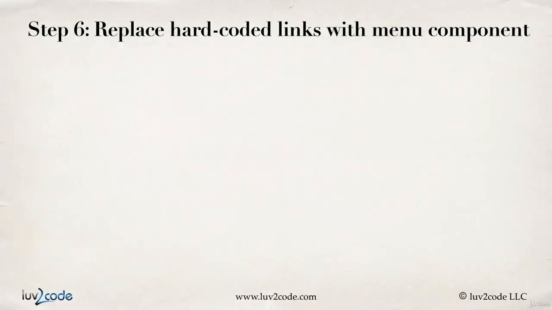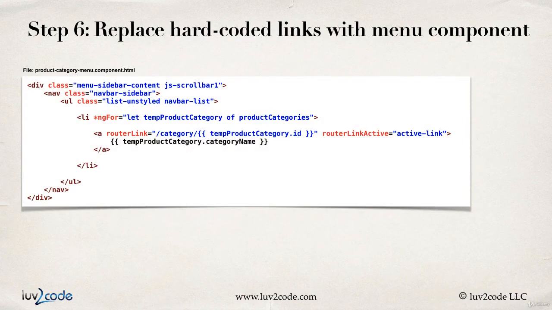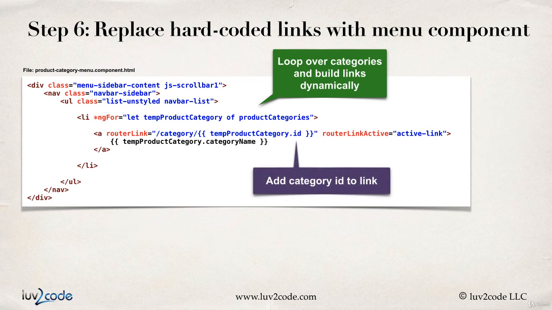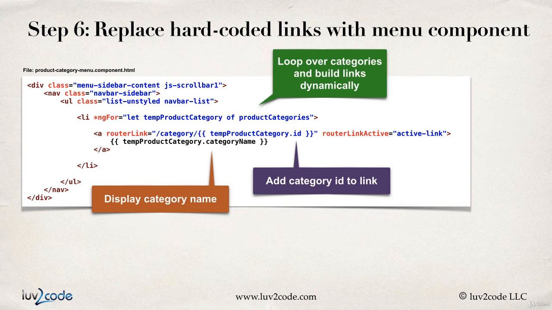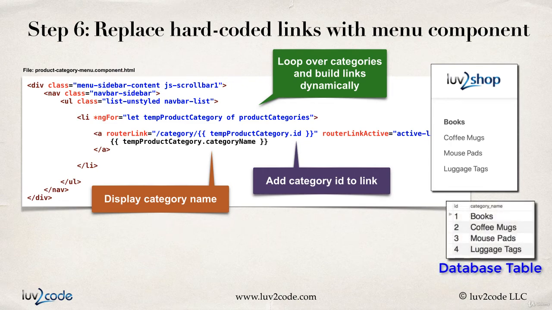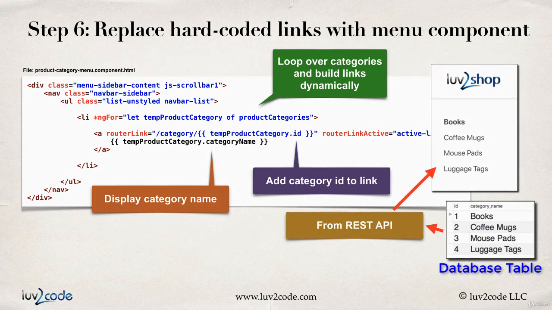And then in the actual HTML code here for this component, we'll make use of the div, the list item, and now we'll simply loop over the categories and build the links dynamically. So we'll have this temp product category of product categories. We add the category ID to the link, and also we display the category name. And so this will all happen dynamically. So our list of categories here in our menu are all powered by the backend database. So we have our database table with our information, and then this information is being exposed or accessed from the REST API, and this shows up in our page.